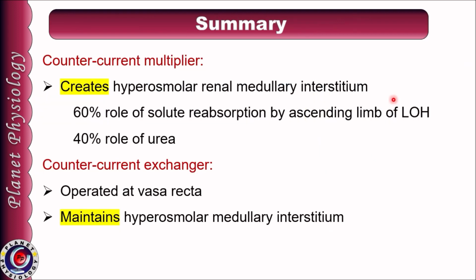Let us summarize the important points we have learned. Countercurrent multiplier system operates at long loop of Henle of juxtamedullary nephrons, and this system creates hyperosmolar renal medullary interstitium. 60% of the hyperosmolarity is created by reabsorption of solutes from ascending limb of loop of Henle and 40% by urea recycling. Countercurrent exchanger system operates at vasa recta and it maintains hyperosmolar medullary interstitium.